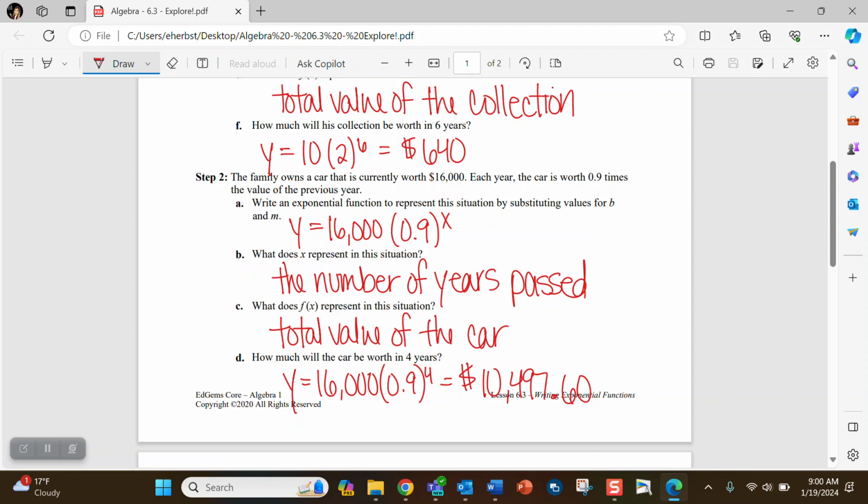Letter D asks how much the car will be worth in 4 years, so we're going to substitute 4 in for x. 16,000 times 0.9 to the 4th power is $10,497.60.